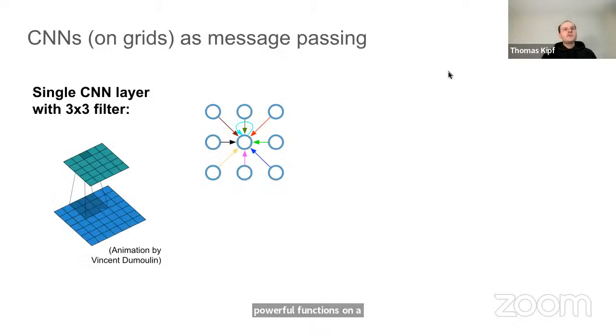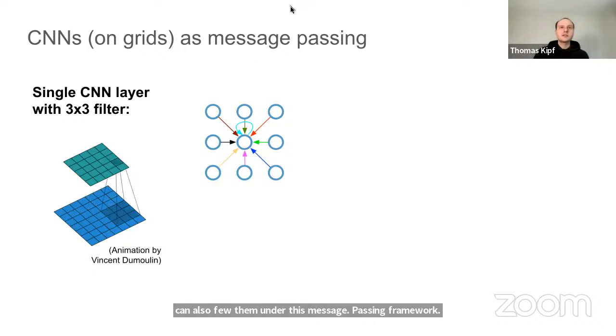Now, if you've already heard about convolutional neural nets on graphs, or convolutional neural nets on grids, such as images, then you can also view them under this message passing framework. Before I go there, I see there's one message on the chat. Let me quickly see that.